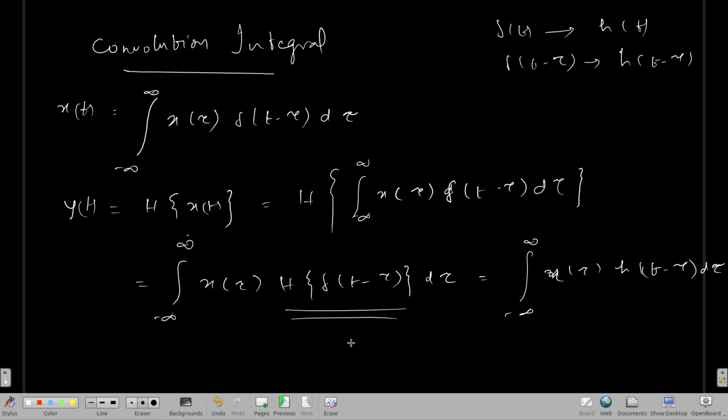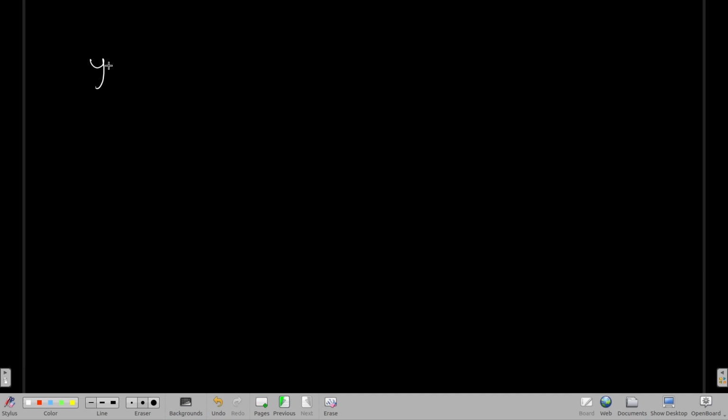This is the mathematical expression for a convolution integral, that is y of t is equal to the integral from minus infinity to infinity of x of tau h of t minus tau d tau. Here the variable of integration is tau, and t is a shift. You can see it is a folded, that is flipped and shifted, version of the impulse response. We will come to that, we will see problems, so we will have a better understanding.